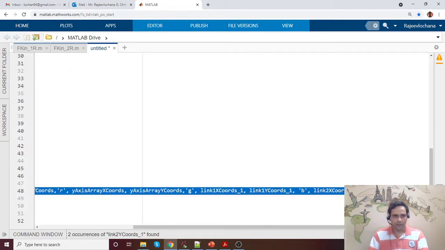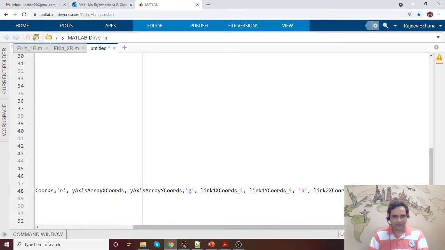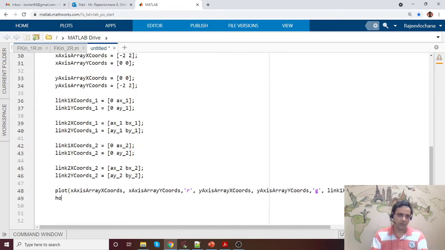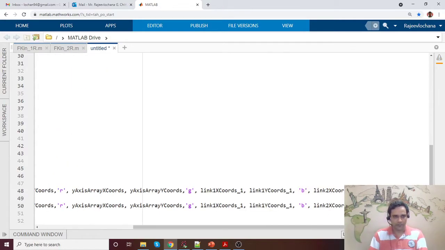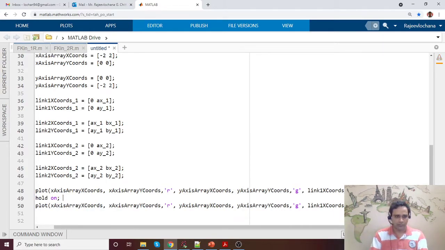Okay, now there is a concept known as hold on. When I do hold on, that means the next plot will also be drawn on top of the previous plot, for drawing multiple plots on the same canvas or figure.